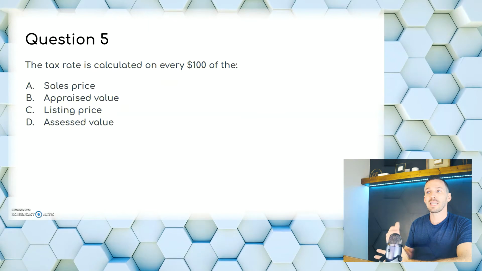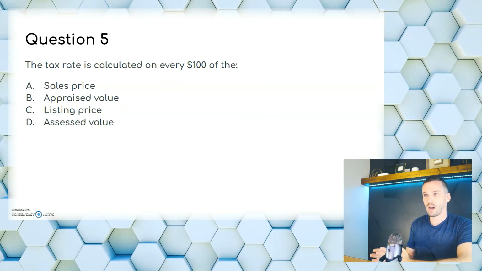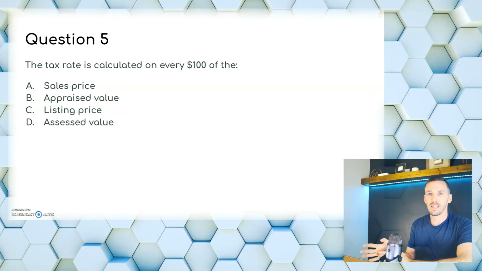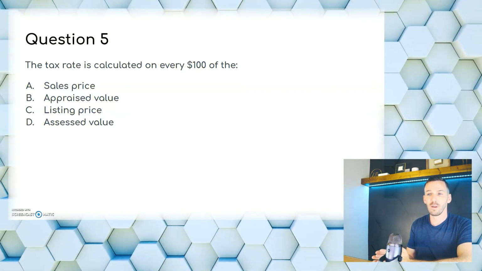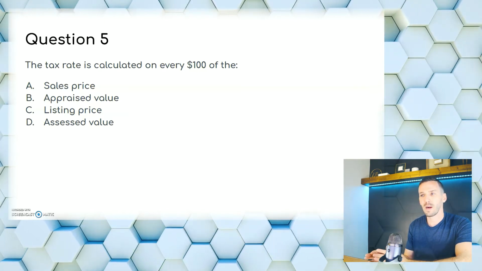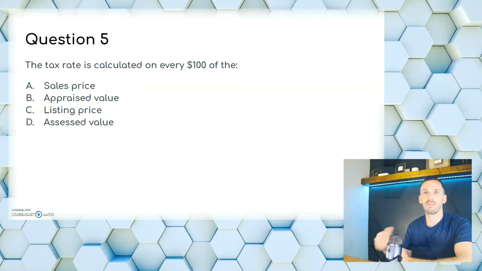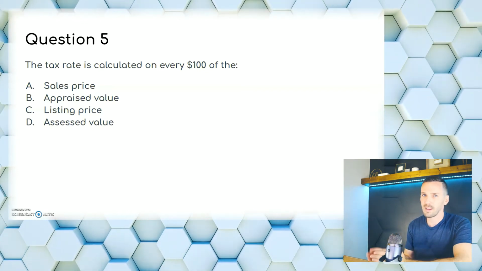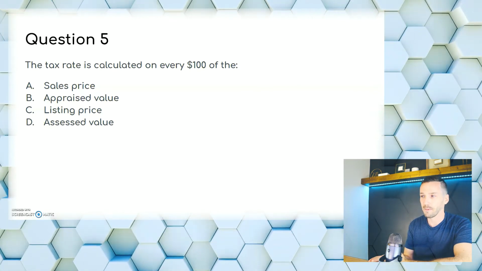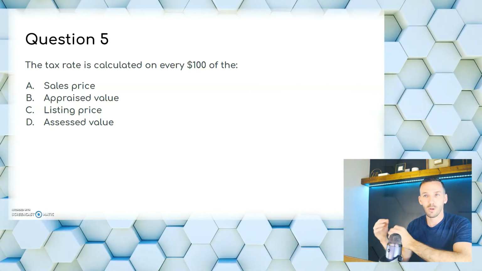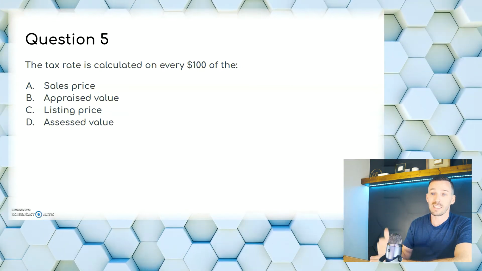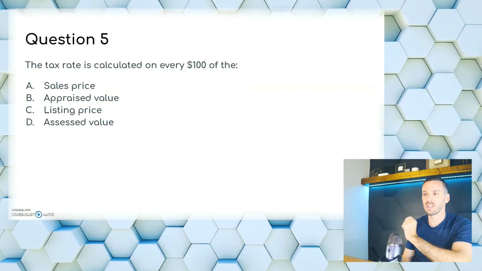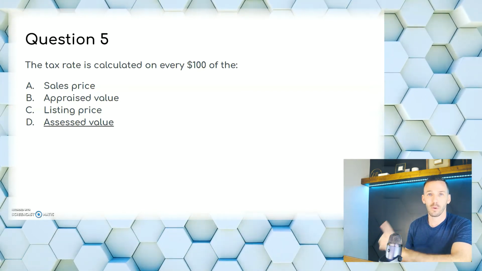Question 5. The tax rate is calculated on every $100 of the A, sales price, B, appraised value, C, listing price, or D, assessed value. So tax rate is not on sales price. I mean, imagine if you bought a house from a family member or a friend for a sweet deal. That doesn't affect the amount of taxes you're going to pay. Same for listing price. Those are really just joke answers here. So it's on your tax assessed value. The assessed value. Answer is D. It's not what it gets appraised for.